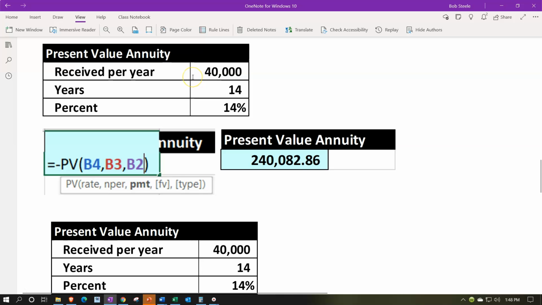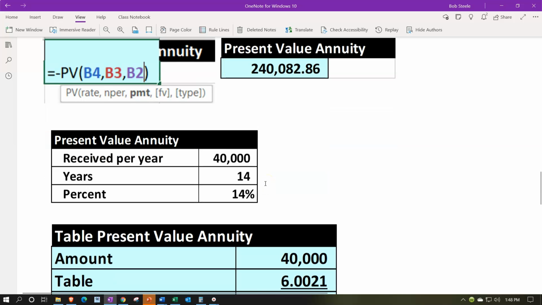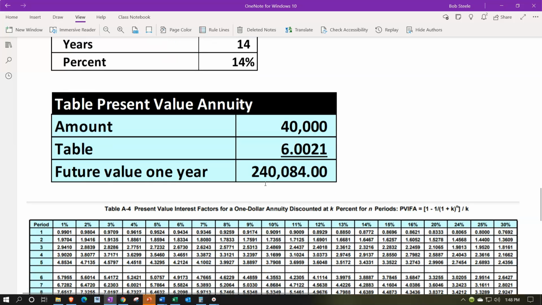If it were not an annuity, a present value of 1 calculation, we would use this same thing, but instead of having a payment, that payment would then be 0 or just 2 commas, and we would then utilize the future value. Considering it is an annuity, we don't utilize the future value and simply put the payment amount of the 40,000. That then, again, gets us to the 240,082.86. Yes. Then we have the table down below.